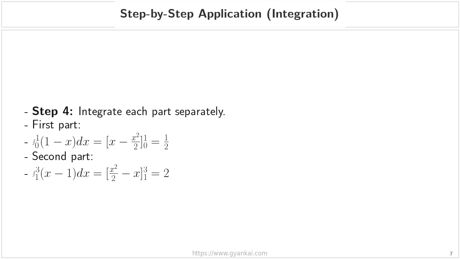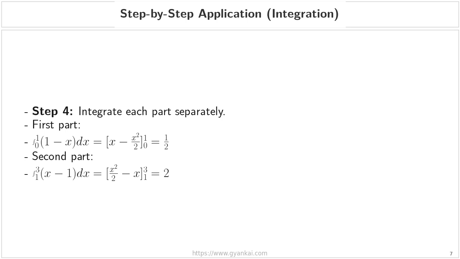The integral from 1 to 3 of x minus 1 with respect to x. Again, using the power rule, the integral of x with respect to x is x squared divided by 2, and the integral of 1 with respect to x is simply x. So, the indefinite integral of x minus 1 is x squared divided by 2 minus x, plus our constant of integration. Evaluating this definite integral from 1 to 3, we substitute x equals 3 into our result and subtract the value of the result when x equals 1.